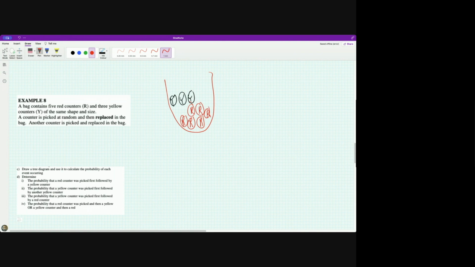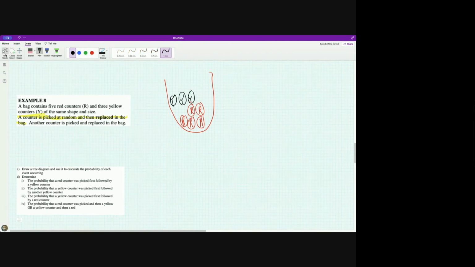Have I got too many reds? I think I do. 1, 2, 3. I should only have 5. Okay. It says a counter is picked at random and then replaced in the bag. So I take one out, but then I put it back in again. And then I do this again. I want you to draw a tree diagram for the situation.